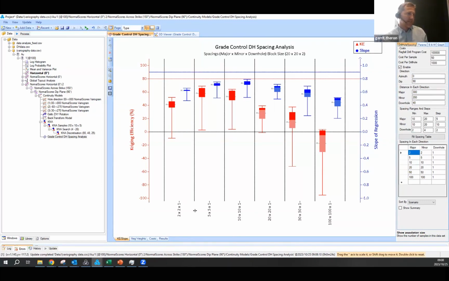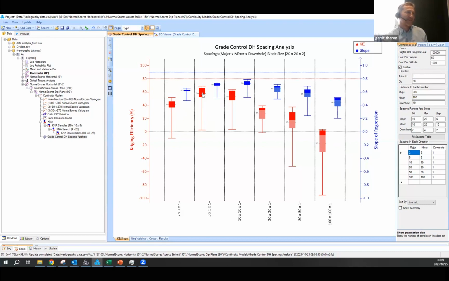So we can see these are block sizes. Our kriging efficiency increases, then it decreases. So we can see we definitely don't want to go with a 100 by 100 meter block size. Our deposit is maybe too variable for that. We would likely go, if we have got money, for the 5 by 5 meter drill hole spacing.